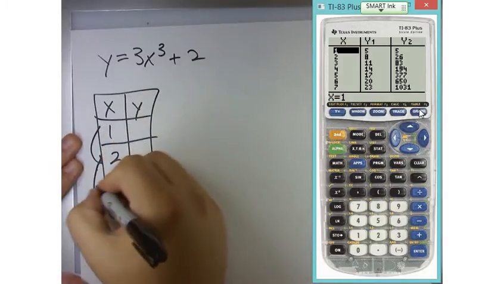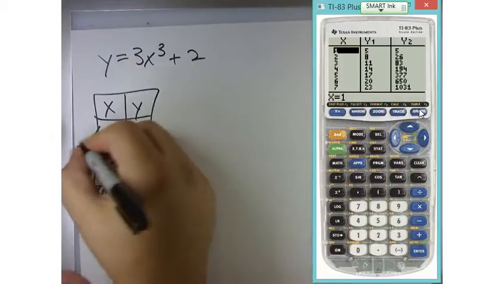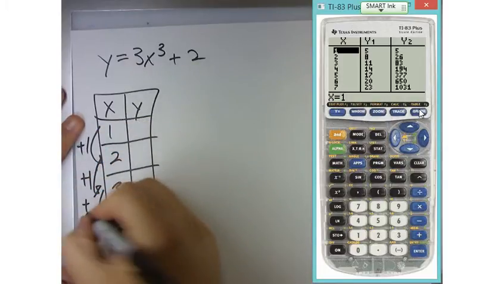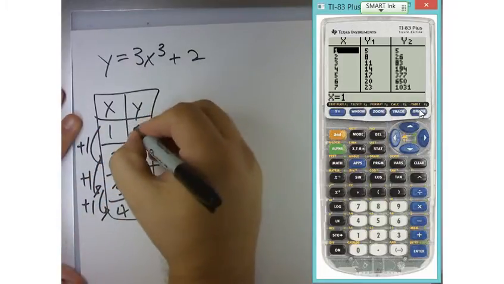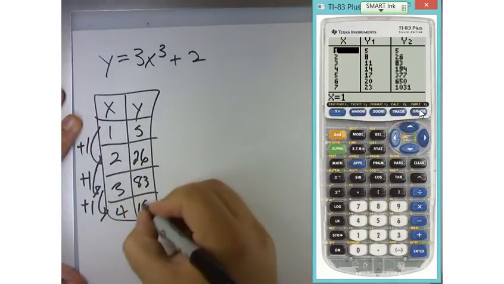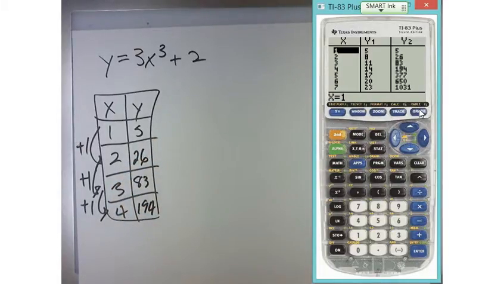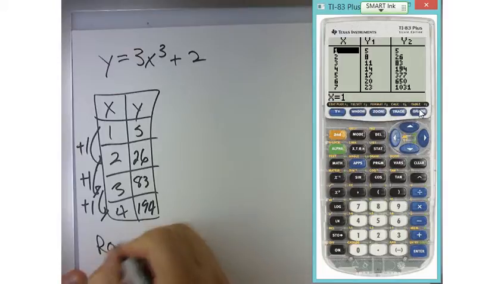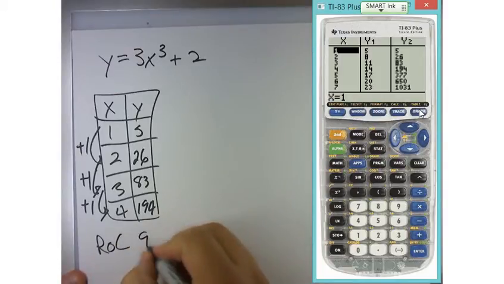Again, my change in x is always going to be plus 1, plus 1, plus 1. But now my numbers are 5, 26, 83, and 194. Now it gets a little more complicated, but I will tell you this, that our rate of change, and you haven't figured this out yet, is 9x squared.